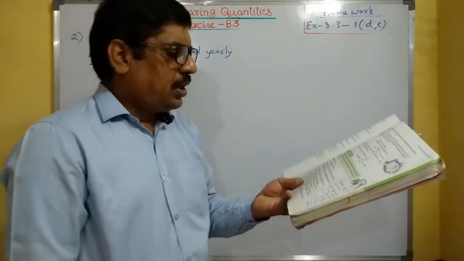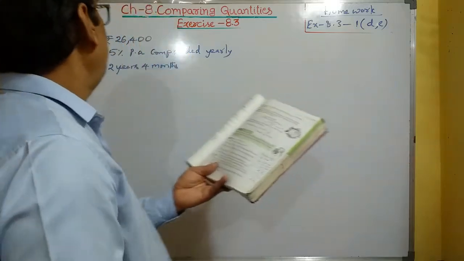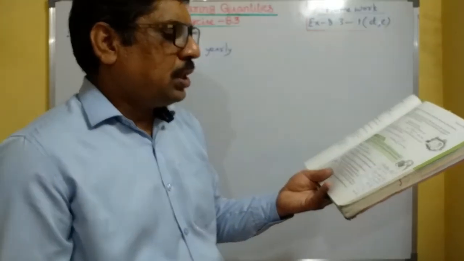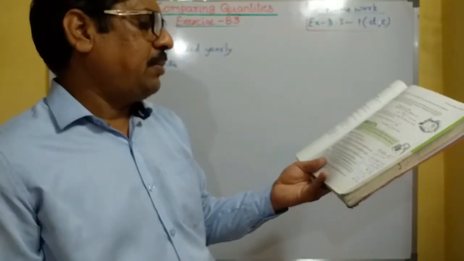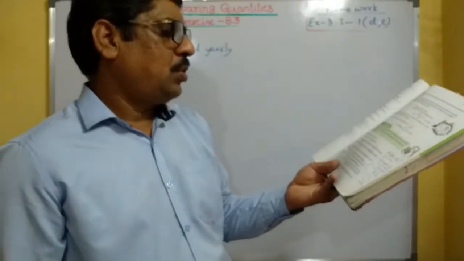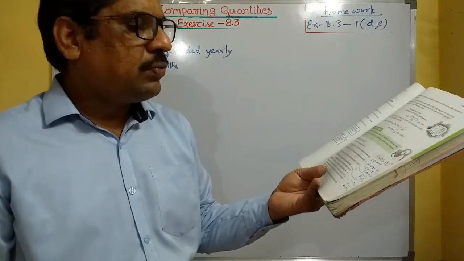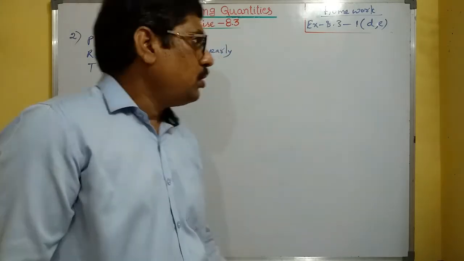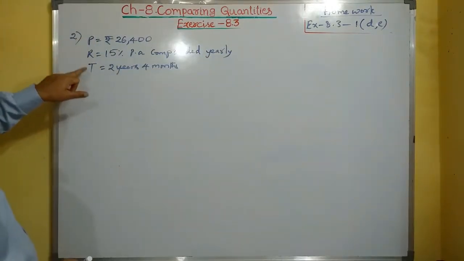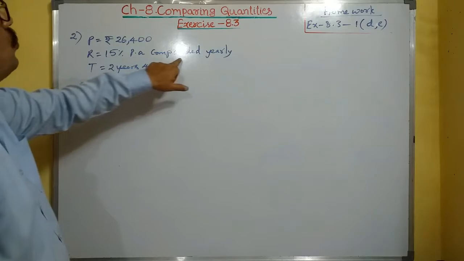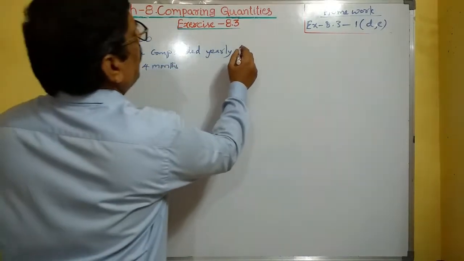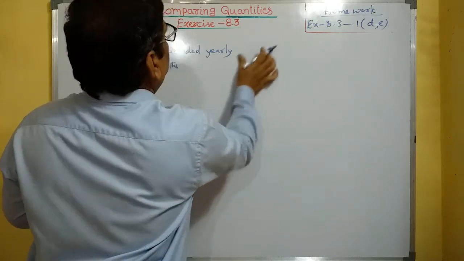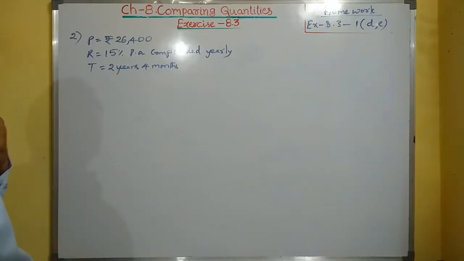The question is, Kamala borrowed 26,400 from a bank to buy a scooter at a rate of 15% per annum compounded yearly. What amount will she pay at the end of 2 years and 4 months to clear the loan? So here the principal, rate of interest and time are given. It is compounded yearly, so n value also, let us do it first.